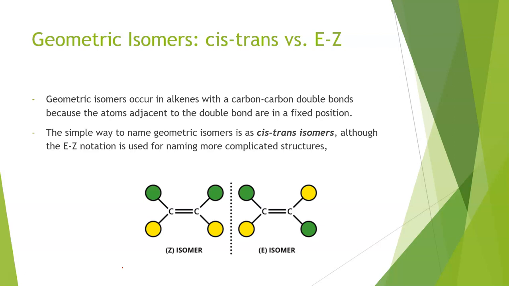So geometric isomers will occur in all alkenes. We can have cis and trans. We can only use cis and trans when they are simple, when the groups are the same. Otherwise, we use E and Z. Z is the same as our cis. So one way of remembering this is if we spell cis with a Z, cis is Z, and then trans is E. Okay, so cis is Z, trans is E when we come to denoting them using the Z and E nomenclature.